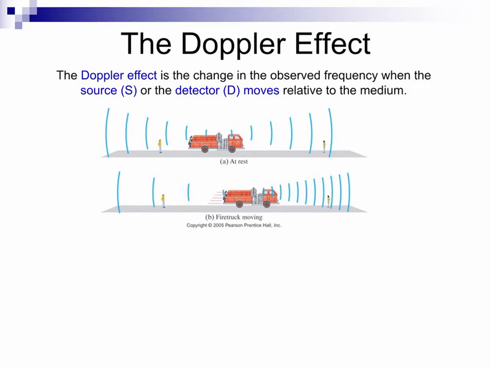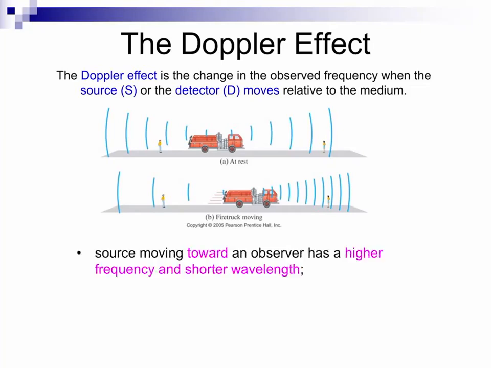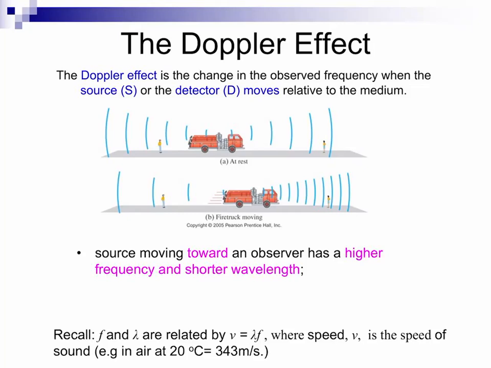So for the Doppler effect, if the source is moving towards the observer, you hear a higher frequency sound. A higher frequency sound means shorter wavelengths. The relationship between frequency and wavelength is inverse. Remember how speed is equal to frequency times wavelength? And this speed is also determined by the medium. So the higher the frequency, the smaller the wavelength.